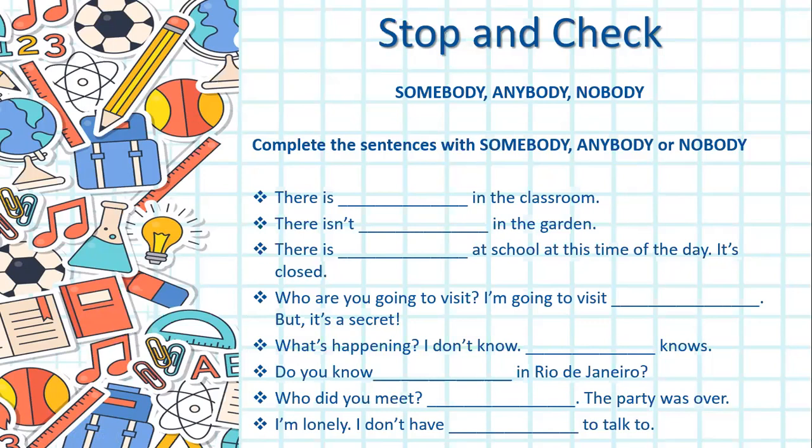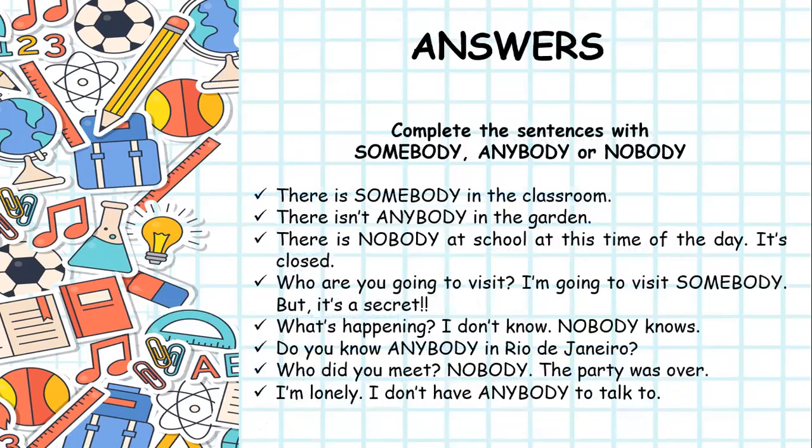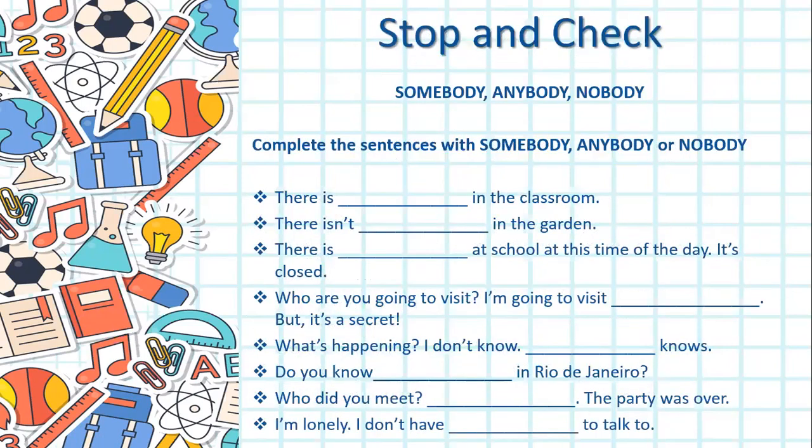So next one. Somebody. I'm going to visit somewhere. Anywhere. Nobody. Somewhere. I think this is somebody. Yes. So let's check. Yes, this is somebody. What will be the answer? Nobody knows.